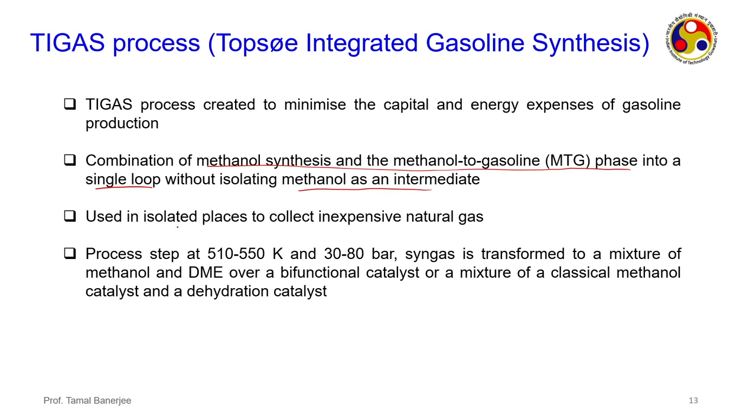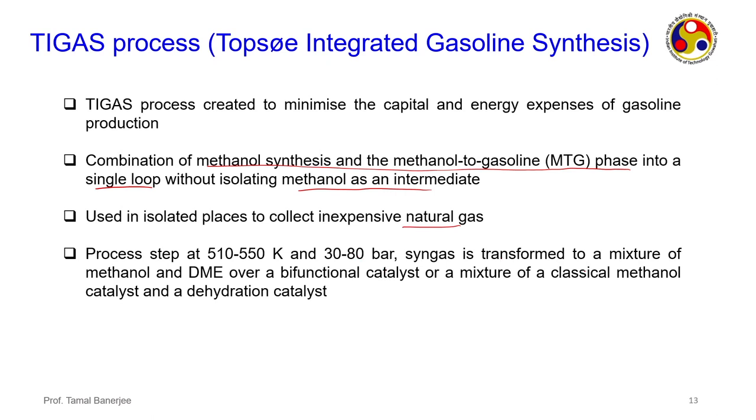So it can be used in isolated places to collect inexpensive natural gas. If you have inexpensive natural gas, you can immediately put up a plant and produce gasoline. So that's where it can be used. It has a process step at 510 to 550 Kelvin and a pressure of 30 to 80 bar.